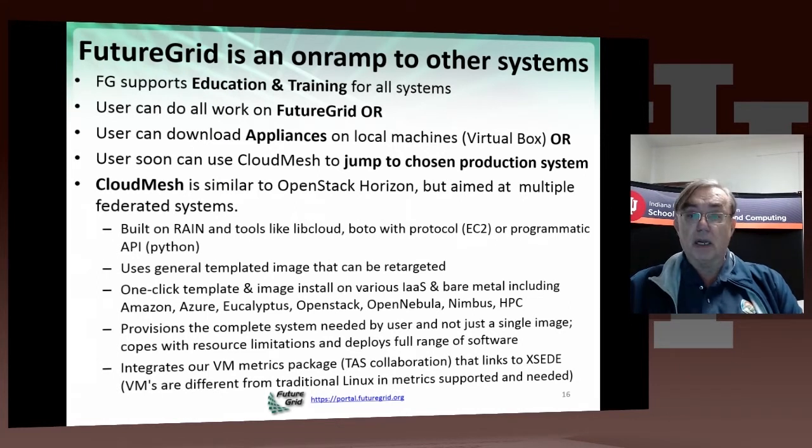You can download appliances and use systems like VirtualBox to run on a local machine. Or you can use our component CloudMesh of RAIN to jump to a chosen production system. CloudMesh is still under development and will be released with the rest of RAIN near the end of the summer. It's built with Python, with various Python libraries, and it effectively controls RAIN and allows you to instantiate either on FutureGrid or on other systems such as Amazon.